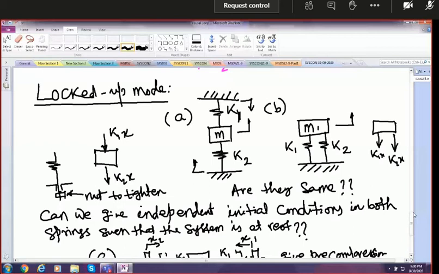Right. See, pre-compression will be the same. No problem. Both pre-compressions will be the same. But then, you are giving one additional force, an external force on the mass M1. Here we don't need that external force.